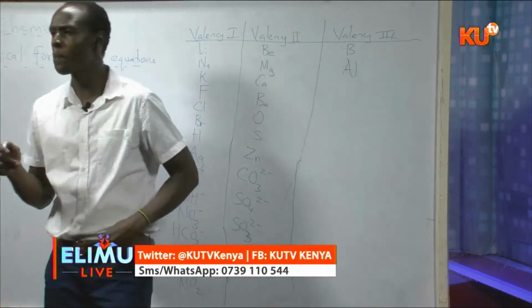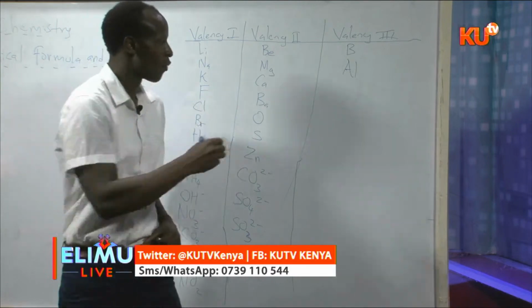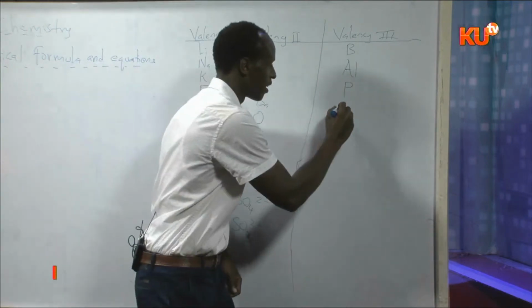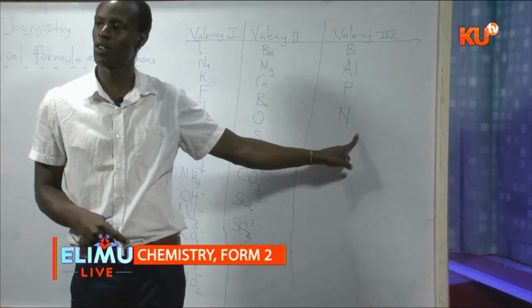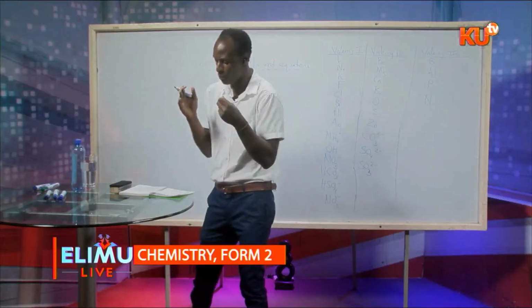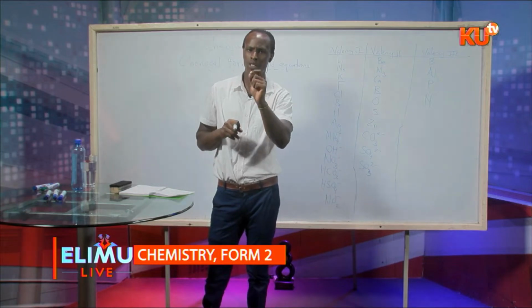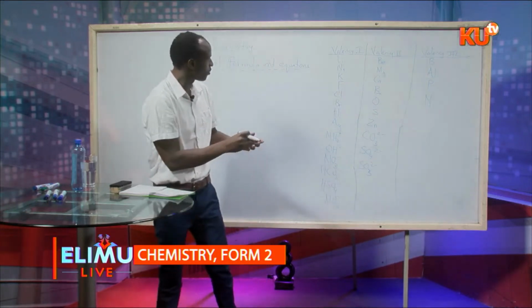Then let's move to group 5. The other elements with valency 3 are in group 5. We have P, which is phosphorus, and N, which is nitrogen. Nitrogen behaves like some elements which might change their valencies, and the valency is not constant. You'll find the name on the element. Now we have the elements with their valencies.